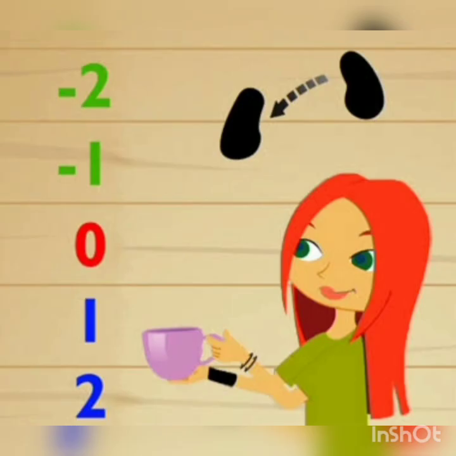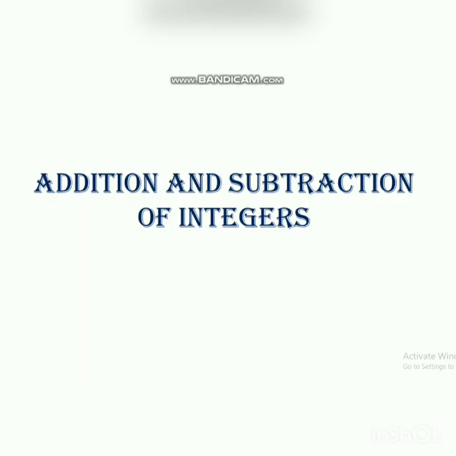Then there came integers, the numbers that were invented after 0, which include negative numbers, that is -1, -2, -3, and so on. In this video, we will discuss the operations on integers. First, we will go through addition and subtraction. For that, we are going to learn some simple rules that will make this a lot easier.